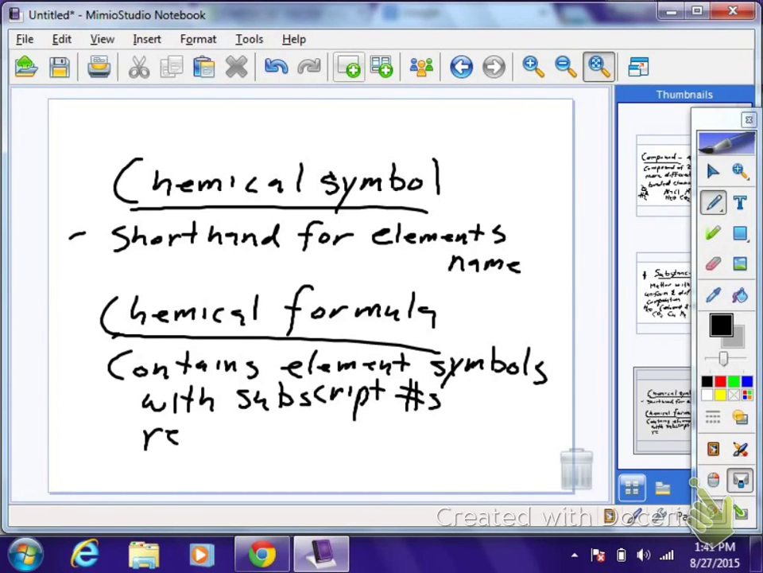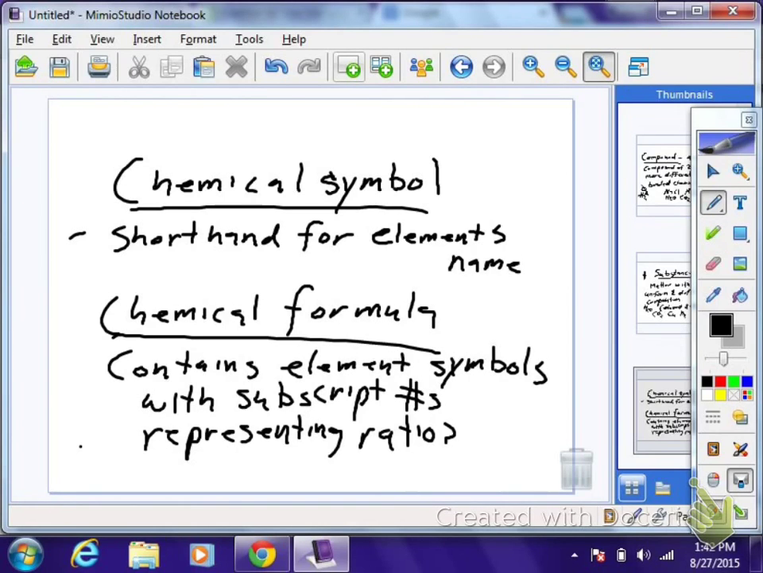Representing ratios. H2O, CO2, carbon monoxide CO, glucose C6H12O6. So it tells you their ratios and how they're bonded together. Sodium chloride is NaCl. When we get into chemical formulas and naming those, they'll have certain ratios with subscripts that we're going to deal with.